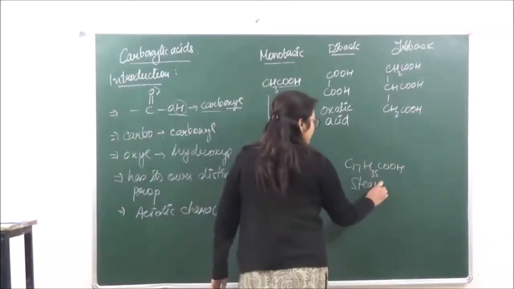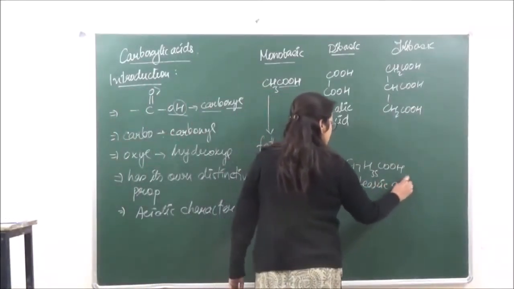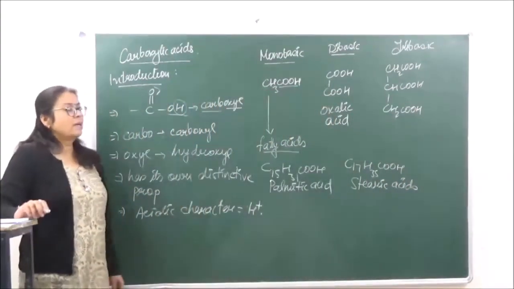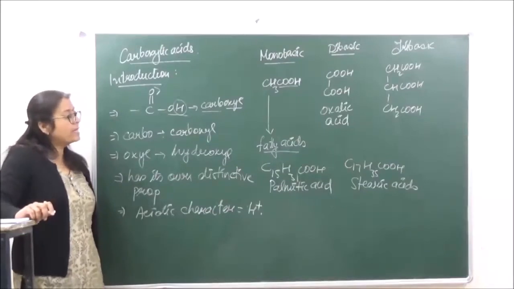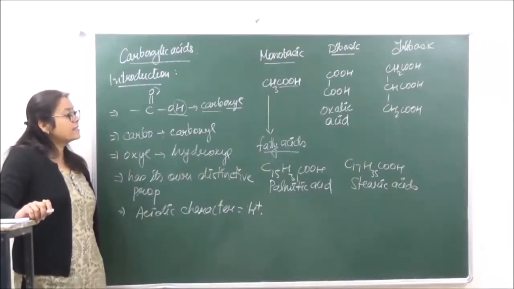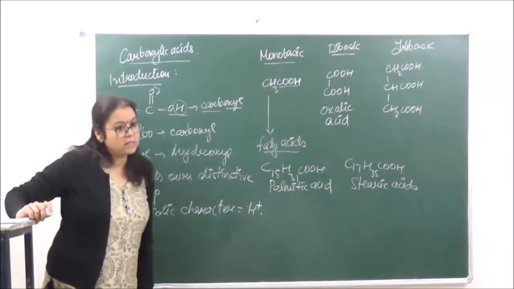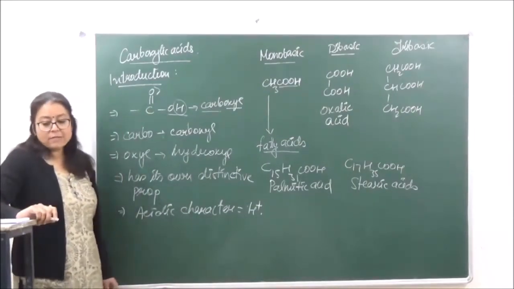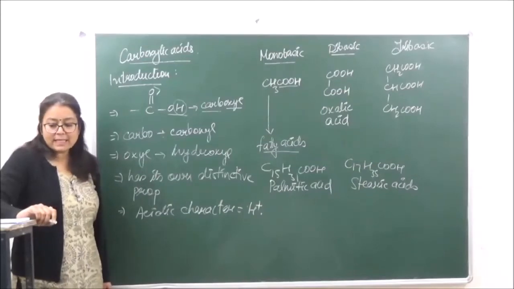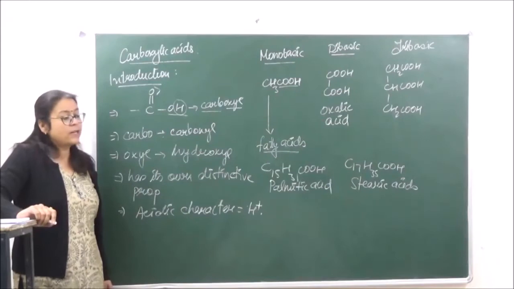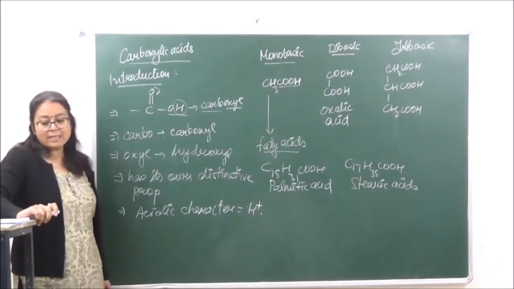As they are obtained from fats, they are known as fatty acids, and fatty acids generally have a large number of carbon atoms present. Then we also have saturated monocarboxylic acids. All of these are said to be saturated monocarboxylic acids.